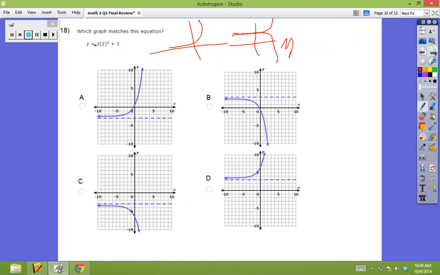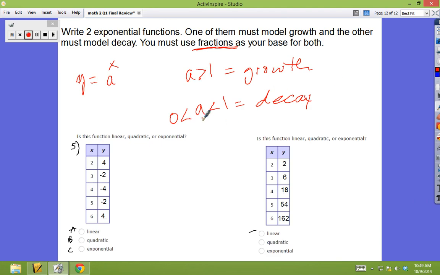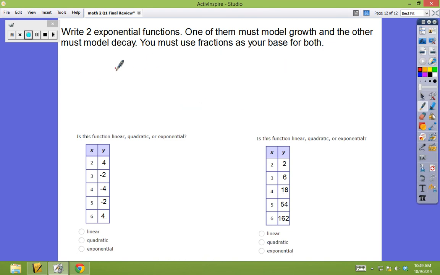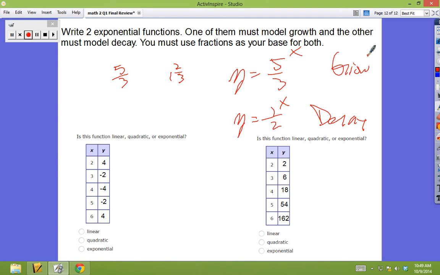Okay, now let's go back to, so anytime it's bigger than 1, it's growing. Anytime it's between 0 and 1, it's shrinking. So here we go. A growth bigger than 1 would be like 5/3, because 5/3 is really 1 2/3, which is greater than 1. So y equals 5/3 to the x. That's growth. Decay would be y equals 1/2 to the x. So it's bigger than 0, but it's smaller than 1. Decay, this one's growth.